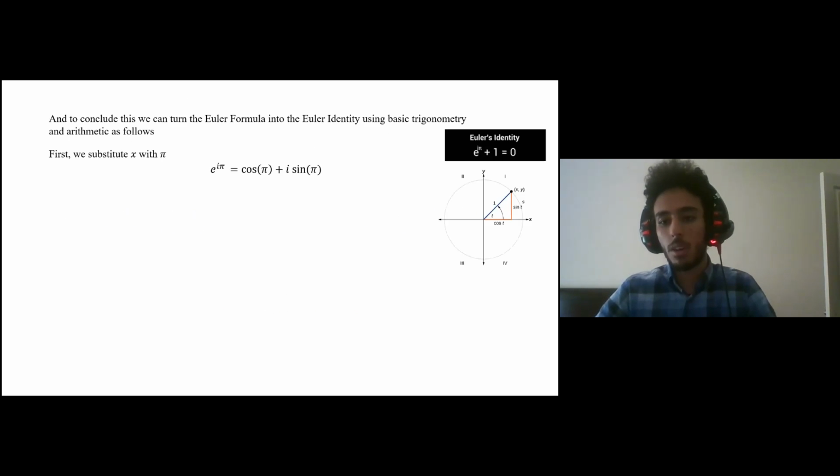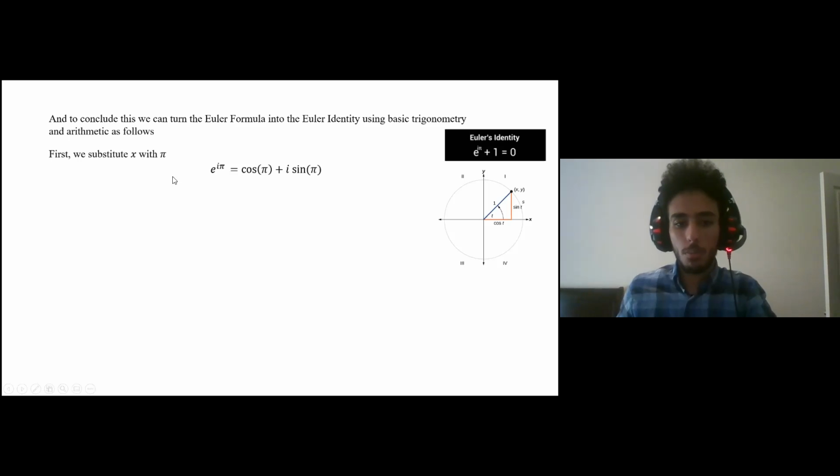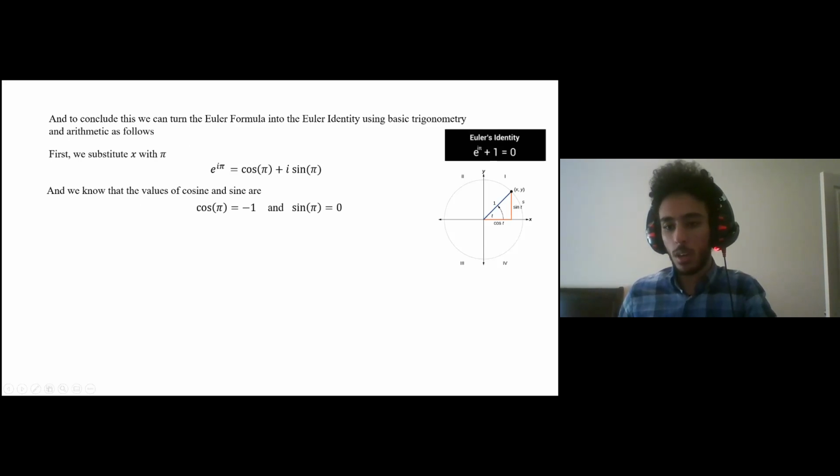Next thing we're going to do is try and find Euler's identity, and we're going to do that using basic trigonometry and arithmetic as follows. First, we're going to substitute x with pi, which is going to give us e to the power of i times pi. And we're going to substitute the x inside of cosine and sine with pi. So it's going to give us cosine pi plus i sine of pi. And we know the value of cosine of pi is going to be minus 1, and the sine of pi is going to be equal to 0.